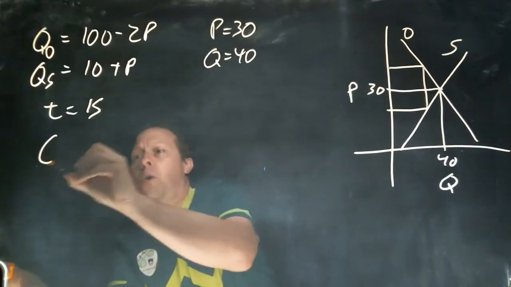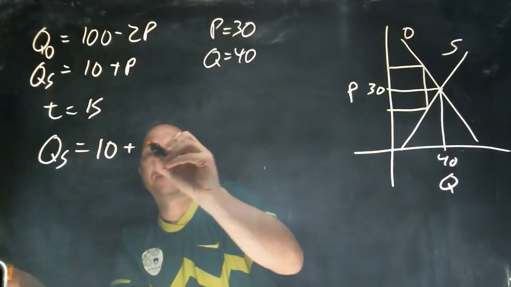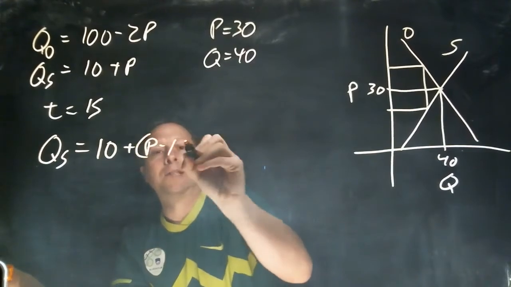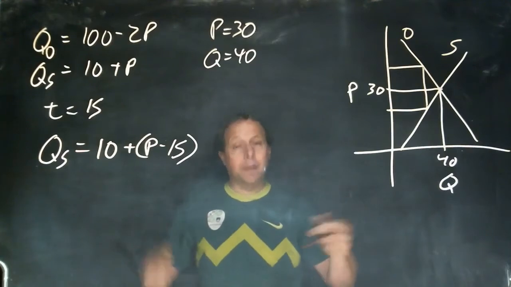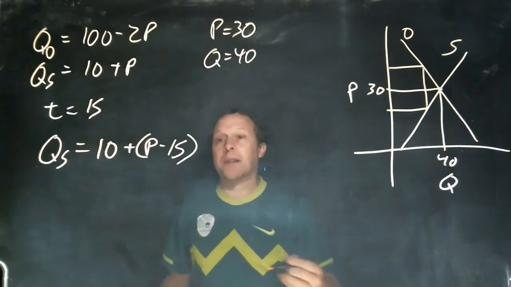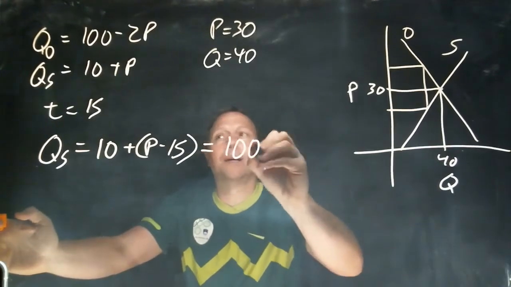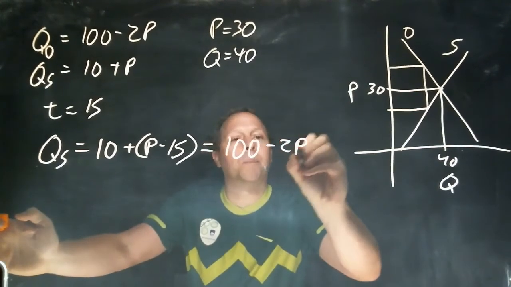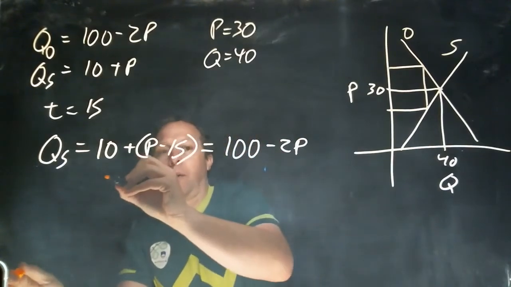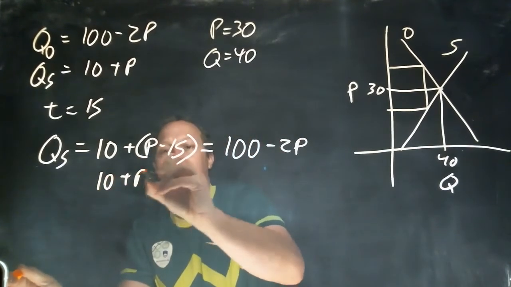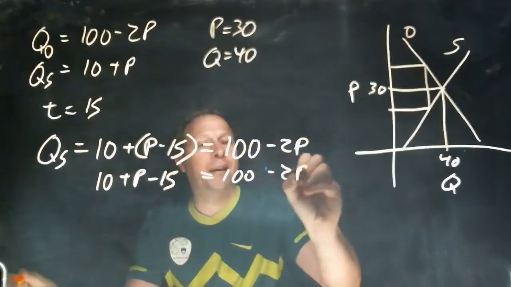So our new quantity supplied is going to be equal to 10 plus P minus 15, because the suppliers are going to get $15 less. After they sell the good, they've got to send $15 of that to the government. And then we're going to set this equal to demand, 100 minus 2P. Okay. If we solve this, so this is equal to 10 plus P minus 15 equals 100 minus 2P.